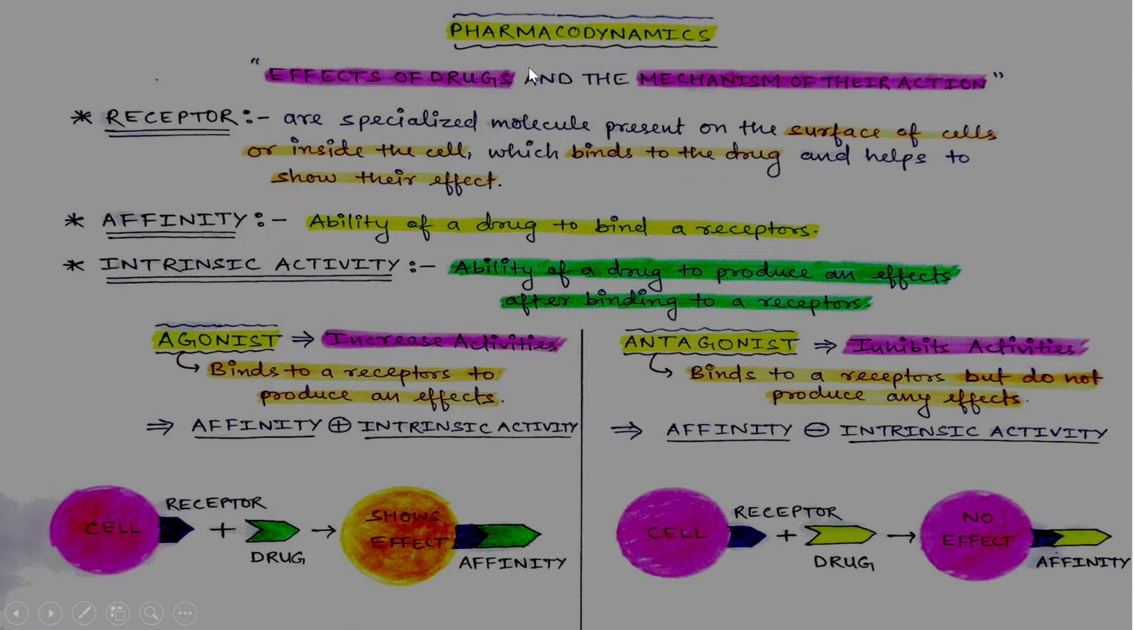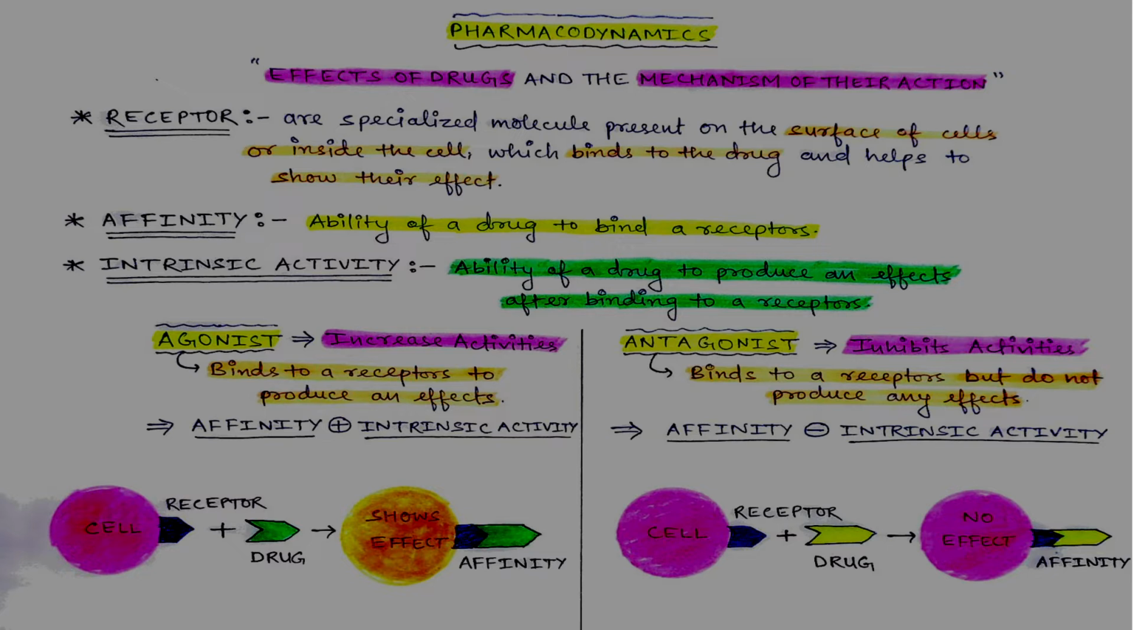Now let us start with pharmacodynamic. Pharmacodynamic is the study of effect of drug and the mechanism of their action. Here are some terminology we should understand, that is what is receptor. Receptors are the specialized molecules present on the surface of the cell, and also present inside the cell, which bind to the drug and help to show their effect.